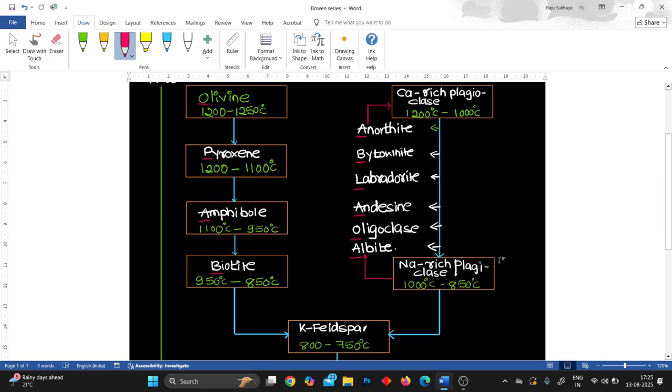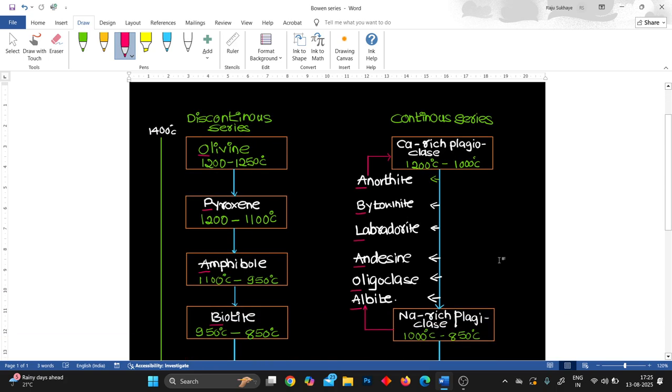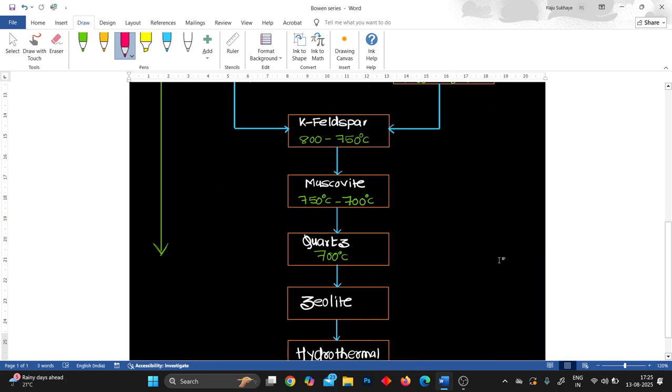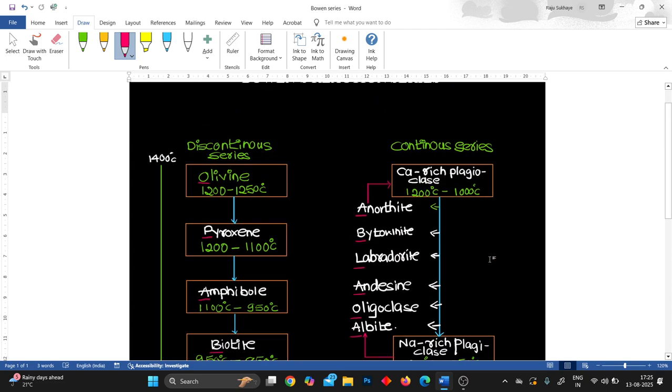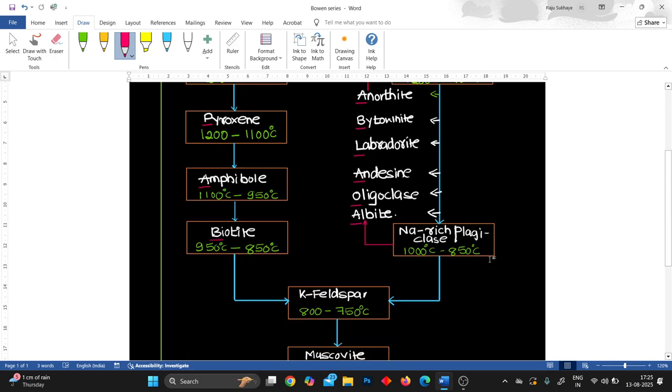Here I have written the temperature from 1400 down to near about 573 degrees, where quartz will crystallize. I've written 700 here, no issues. Below this temperature, zeolite and hydrothermal solutions are going to get formed. Finally, hydrothermal solution means nothing, it is just hot water.